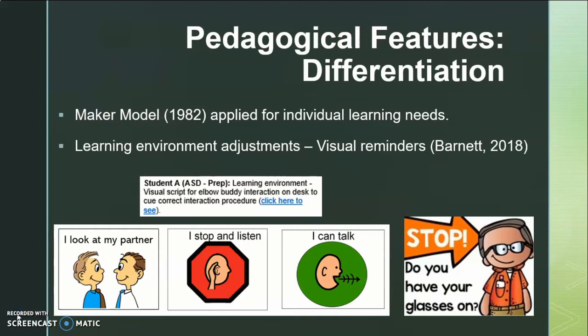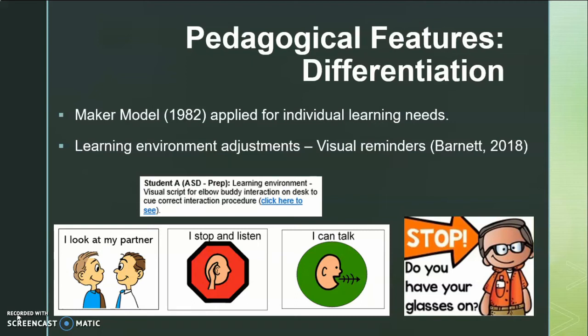To cater for the individual student learning needs within the context, the Maker Model 1982 of differentiation was applied. Adjustments to the learning environment were made for the prep student with autism spectrum disorder, hereon referred to as ASD, and the 2 students with glasses. Visual reminders were placed on their desks. This choice was informed by the context, which highlighted that the student with ASD struggles socially. It was also informed by Barnett's 2018 evidence-based strategy of visual cues for ASD students.